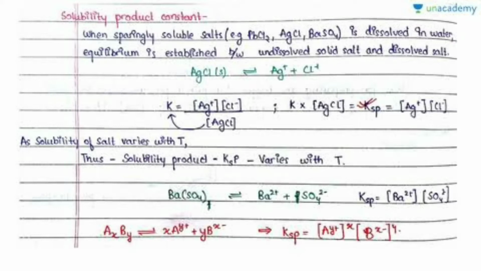The product of K into K' is another constant and is called as solubility product. That is the product of concentration of ions in a saturated solution, and it is denoted by Ksp. Hence we write Ksp is equal to concentration of Ag+ into concentration of Cl- ions.